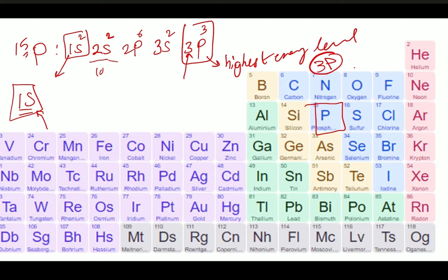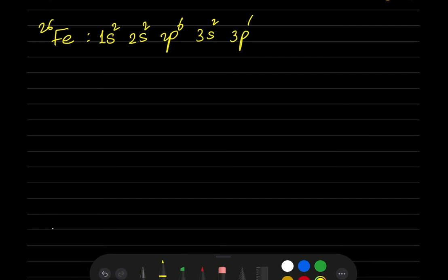Another thing to keep in mind. Let's take another example, Fe 26. We want to fill these 26 electrons. According to the Aufbau principle, we start with 1s2, then 2s2, 2p6. We have filled 10 electrons for now. Then we get 3s2 and 3p6. Till now, how many electrons have been filled? We have 10 electrons and 8, so the total is 18 out of 26.